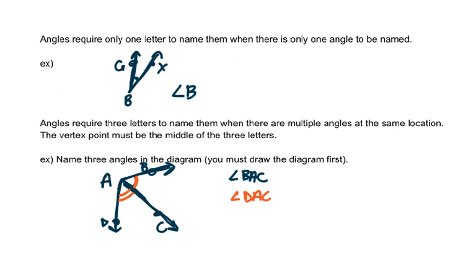And then finally there's one more angle in the diagram, and it's the whole angle. And that we're going to call, you know what, we're going to go back to middle school and we're going to call it angle DAB. D to A to B. That's the whole angle. So when it says name 3 angles in the diagram, those are the 3 angles. Remember, if there's 1 angle at that location, then you can just call it angle B. But if there's more than 1 angle at that location, you need to use 3 letters to name the whole angle.